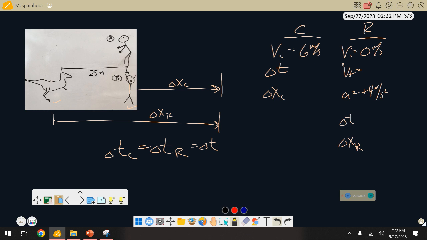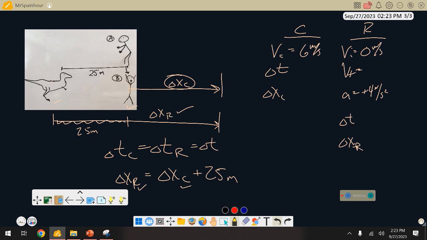But displacements, this is where this picture particularly matters. Who has to travel further? The Raptor has to travel further. How much further? Well, the Raptor has to cover this space, which of course is 25 meters, and then he has to cover the extra space covered by Chris. So from this picture, what we get is that the displacement of Raptor is equal to the displacement of Chris plus 25 meters.